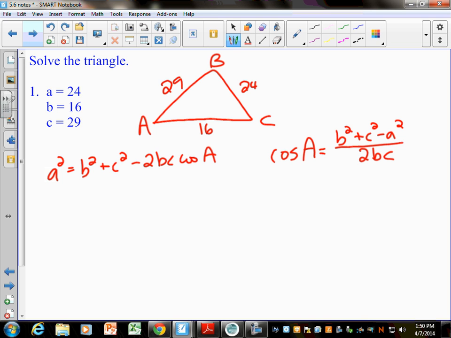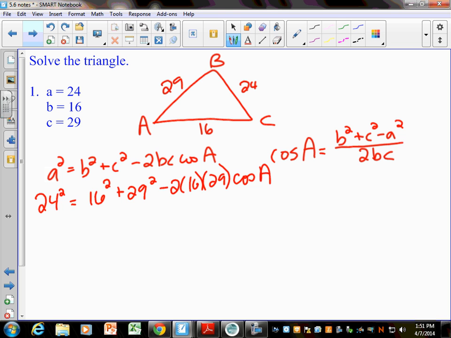Probably you're going to use this one on the test because I'm going to give it to you and you're not going to have this memorized. So you just want to make sure you solve it correctly. We're going to plug in everything but angle A. That's what we're looking for. So if I plug in, I get 24 squared equals 16 squared plus 29 squared minus 2 times 16 times 29 times cosine of A.